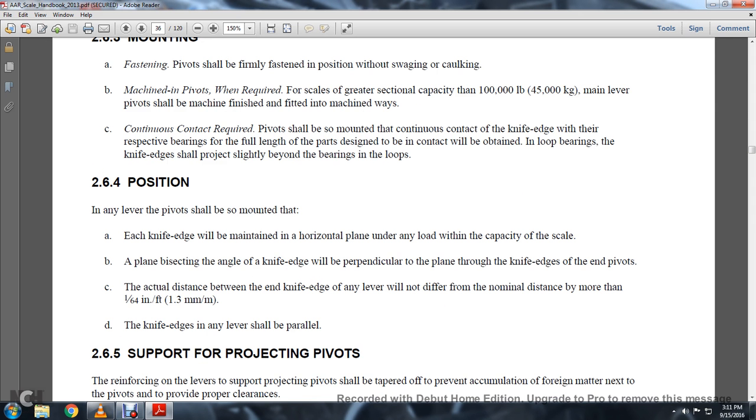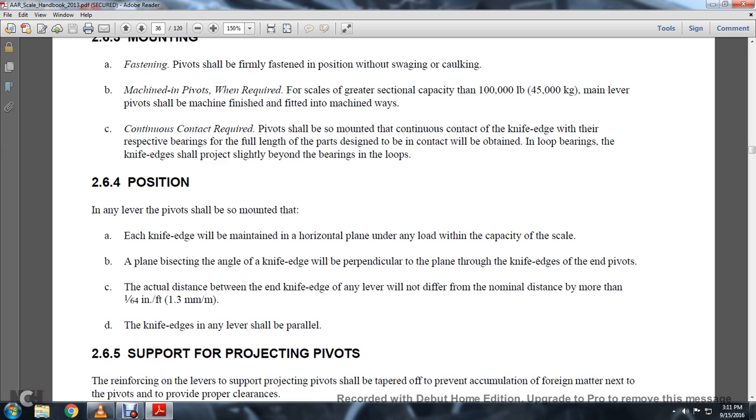2.6.4 The position and any lever. The pivots shall be mounted so that each knife edge will maintain the horizontal plane under any load within the capacity of the scale. Any plane bisecting the angle with the knife edge will be perpendicular to the plane with the knife edge at the end of the pivots. The actual distance between the knife edge and any lever will not differ from the nominal distance by more than 1/64th of an inch per foot. Knife edge and any lever shall be parallel.